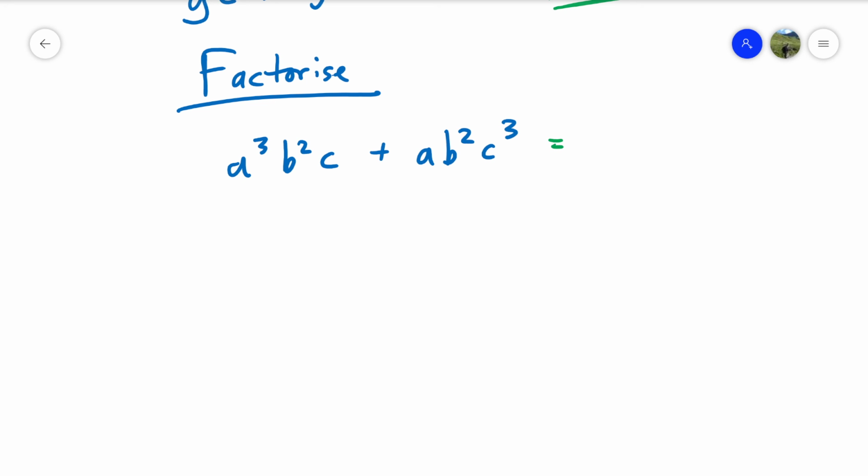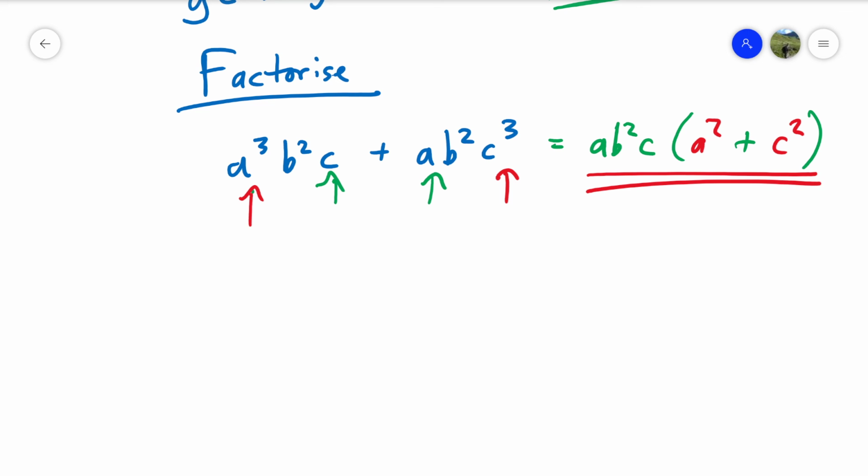Okay, they both got an A, but that one's only got one A, so we can only put one A outside the brackets. They both got a B squared. In fact, that's it, so the B's are dealt with. And there's only one C there, so we can only put one outside, which leaves us, what's left to be inside? We need an A squared here. We need a C squared to make that one up. And that's the final answer.